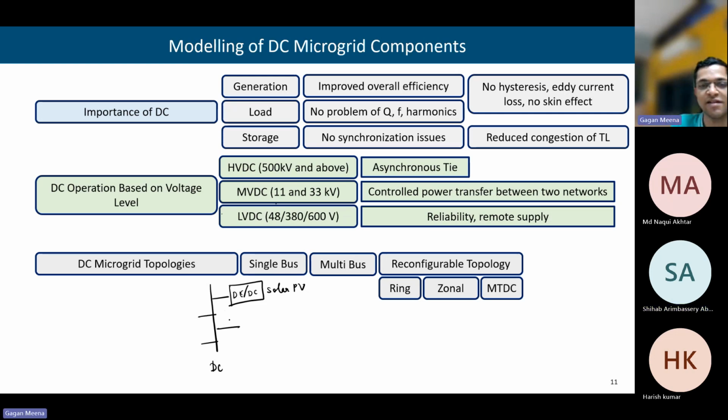Unidirectional. Unidirectional and DC-DC. Why do we require DC-DC? Why can't we directly connect to the bus? Voltage step up. Yes, step up, step down. Voltage step up is required, and control is also required because we want to have maximum power point tracking. For that also control is required, and that can be incorporated in this DC-DC converter.